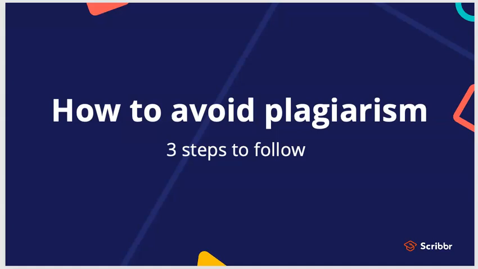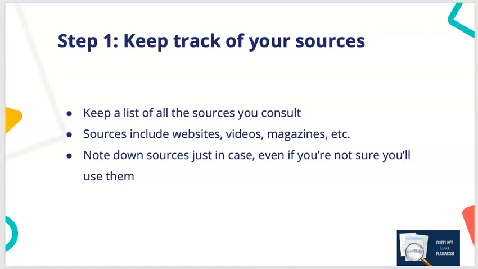How to avoid plagiarism? There are three steps that you can follow. Keep a list of all the sources that you consult. Sources include websites, videos, magazines, books. Note down sources just in case, even if you are not sure you will use them. The first step is to keep track of the sources that you are going to use in your research. Note down the details of every source you look at, even if you are not sure whether it will be useful or not.